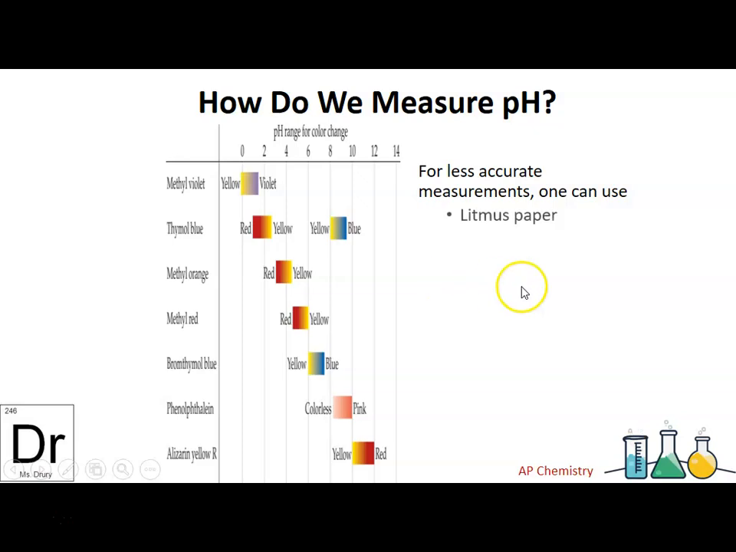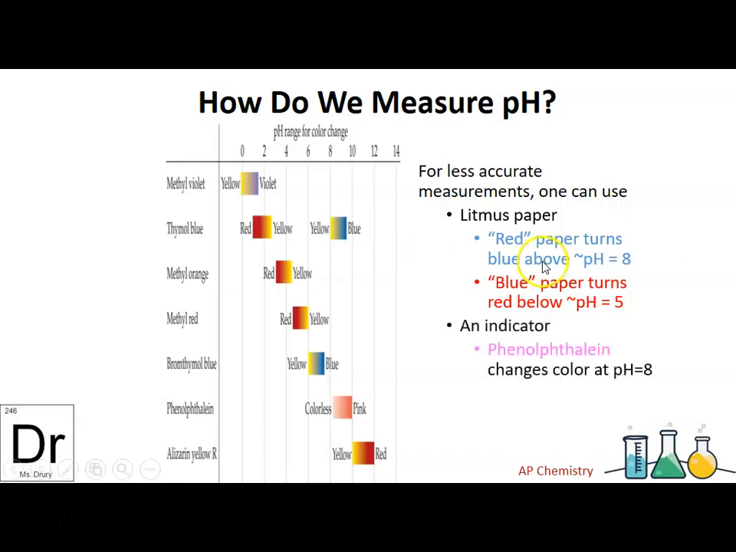So how do we measure pH? For less accurate measurements, if you want to just do a little test, you might use litmus paper. If red litmus turns blue, it's a basic substance. Its pH is higher than 8. If blue paper turns red, its pH is 5. So you need to use both blue and red papers, put them both into a substance that you don't know. If both turn blue, it's basic, and if both turn red, it's acidic. If they just stay their own colors, red and blue, then it's neutral.